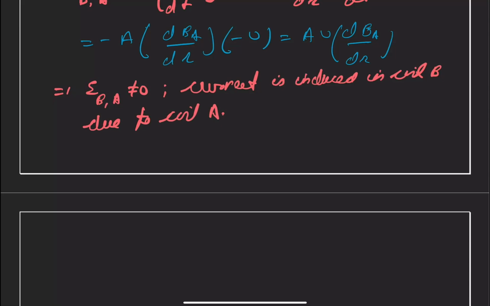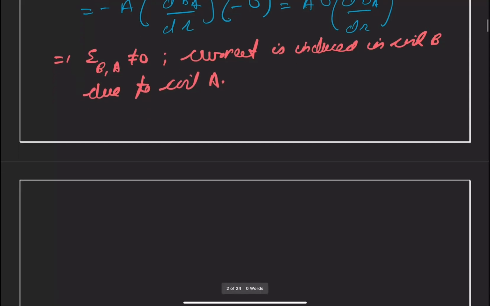Now we know that the current will be induced, but now we are going to find out its direction, and the direction is based on Lenz's law. Lenz's law states that this induced current must oppose the increase in flux, because the coil A is moving towards coil B, so the flux associated with coil B is increasing continuously, and Lenz's law states that the induced current must oppose this increase in the flux.